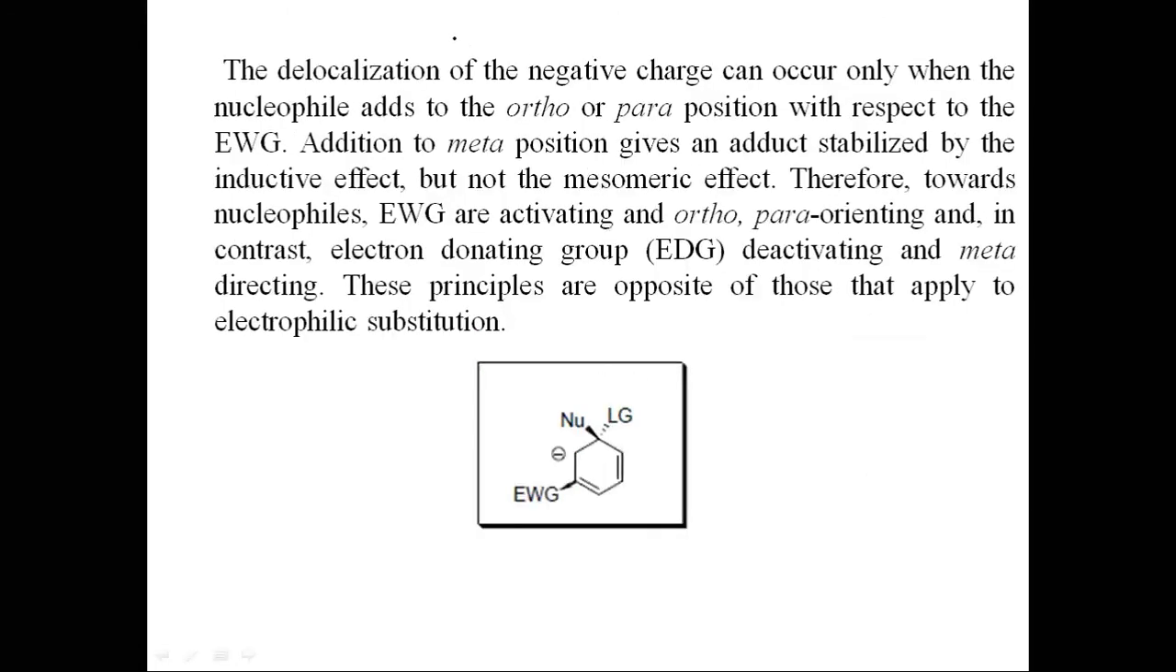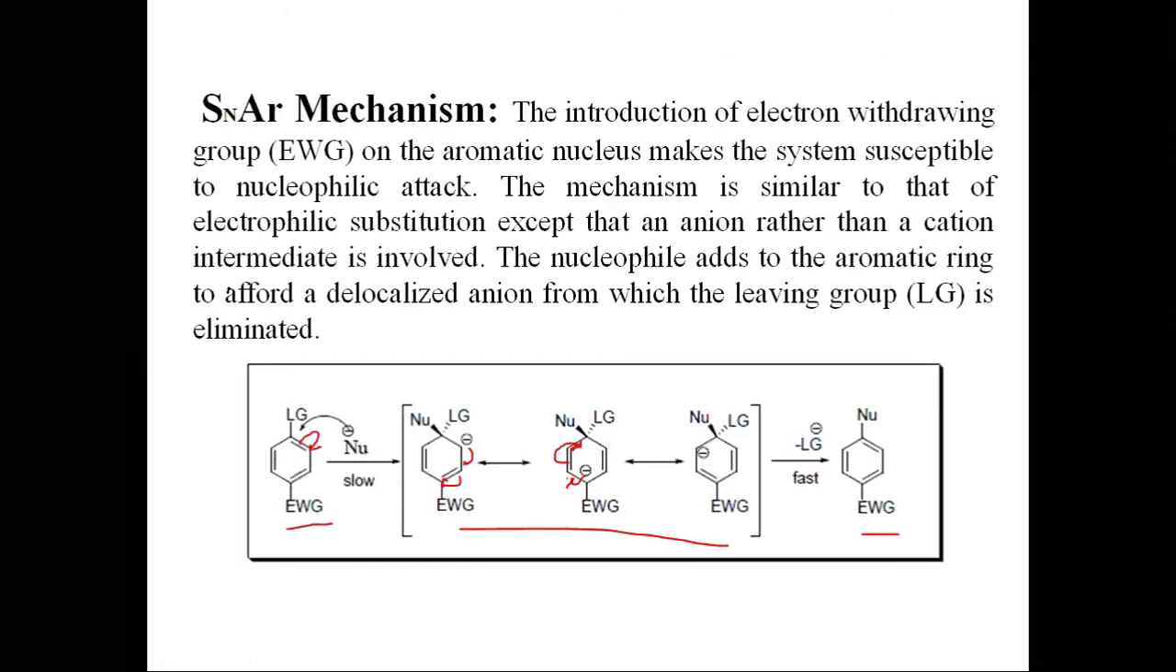The delocalization of negative charge can occur only when the nucleophile adds to the ortho or para position with respect to the electron withdrawing group. So in a nucleophilic aromatic substitution reaction, you can expect the nucleophiles to attack. In this case, this is a para positioned leaving group, para with respect to the electron withdrawing group.